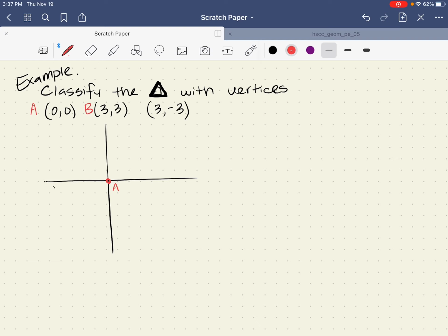Then B, we'll call (3, 3) B. So we go 3 to the right, 3 up, and we have B located right there. And then finally, (3, -3), we'll call that C. So 3 to the right, and then 3 down, and we have C located right there. All right, so the next step, we're going to connect these guys just so that you can see the triangle. And that is the triangle that we're trying to classify.